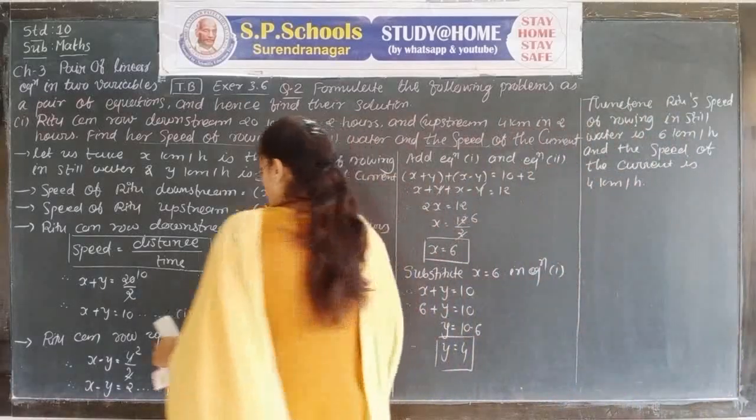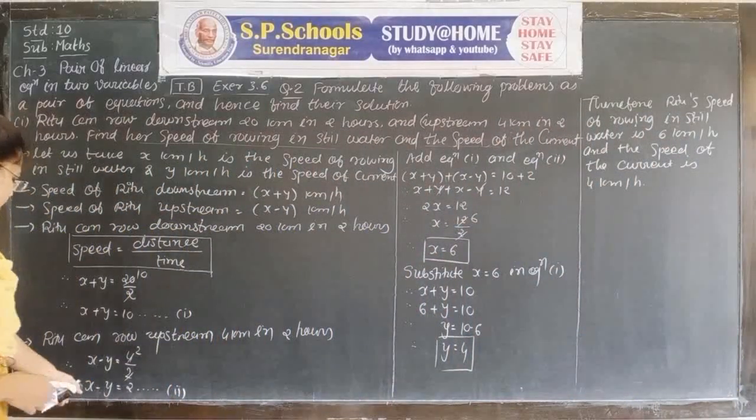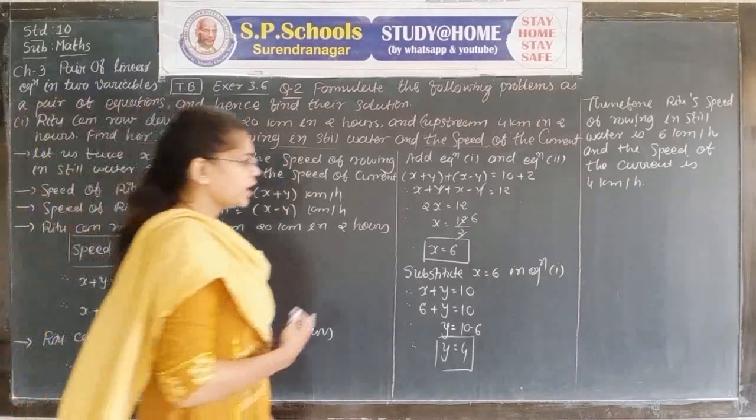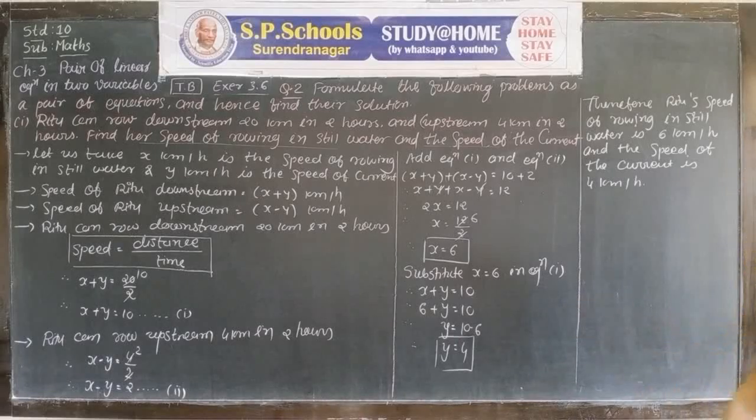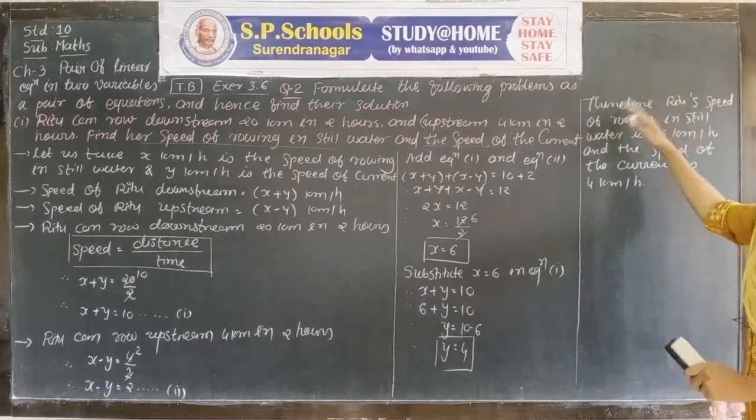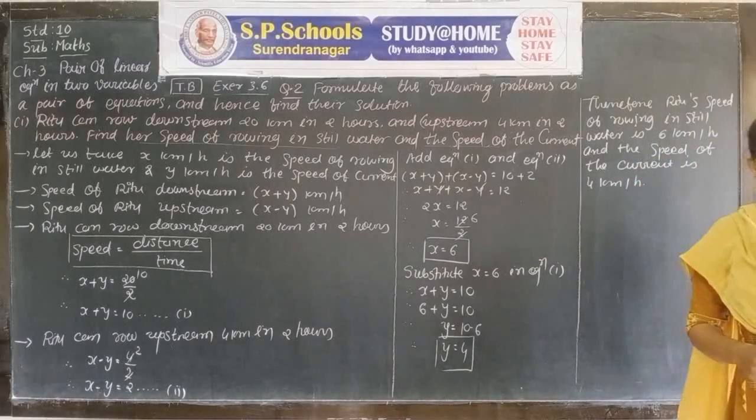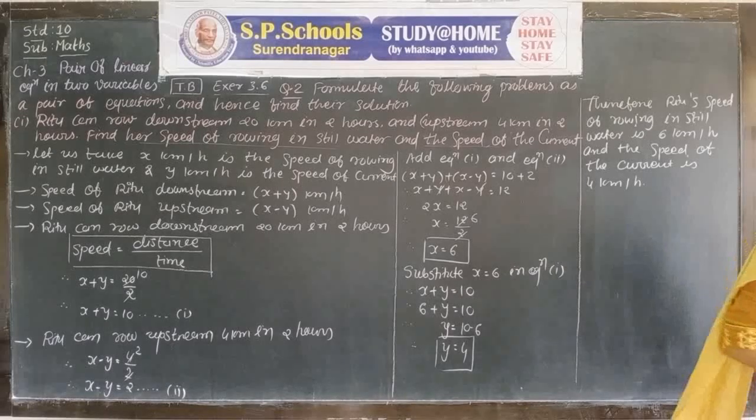See the verification. 6 plus 4 is equal to 10 and 6 minus 4 is equal to 2. Hence the solution is verified here. The solution is x is equal to 6 and y is equal to 4, but the correct answer must be written in a sentence. Now we see the next number.